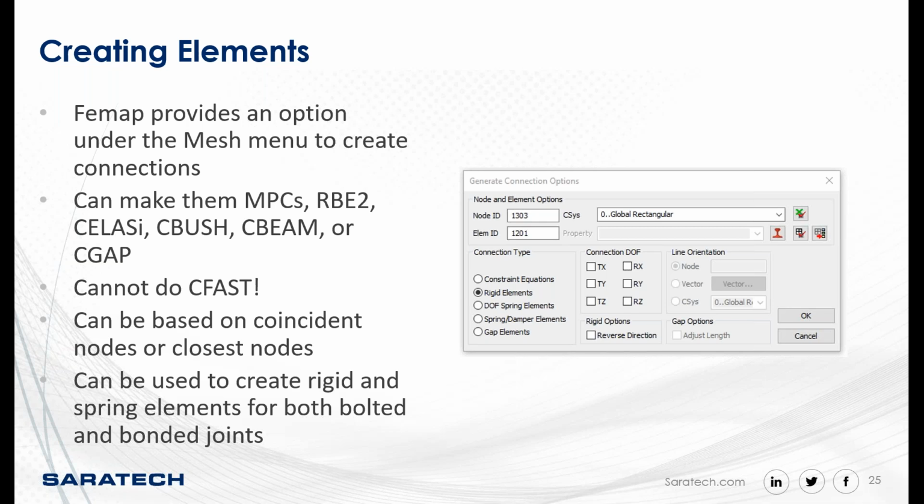2 lists of nodes. And what it does is it sorts through these 2 lists of nodes and pairs them up based on their proximity. So we'll figure out which node in list B is closest to a given node in list A. And then once it finds that pair, it will connect them up using a variety of different types of elements that you can specify. So you can use just a plain MPC to connect them. You can create an RBE2 between them. You can use a C-last spring or a C-bush spring to connect them, or you can use beams or gaps. So you have many different ways of attaching pairs of nodes together in a more or less automated fashion.